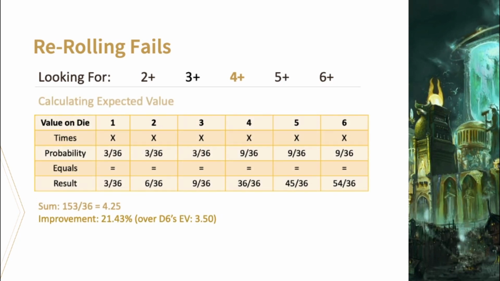Before we move on, let's make sure to include the calculations for the expected value given re-rolling fails while looking for a 4 plus, which I'll pop up on screen here. In short, at a 4.25 and a 21.43% increase over a normal D6 roll, this is our highest expected value we're going to achieve out of the re-rolling fails, as it represents the sweet spot between high likelihood, as we've seen in the re-rolling fails for 2s and 3s, and fishing for high values, as we'll see in re-rolling fails for 5s or 6s.